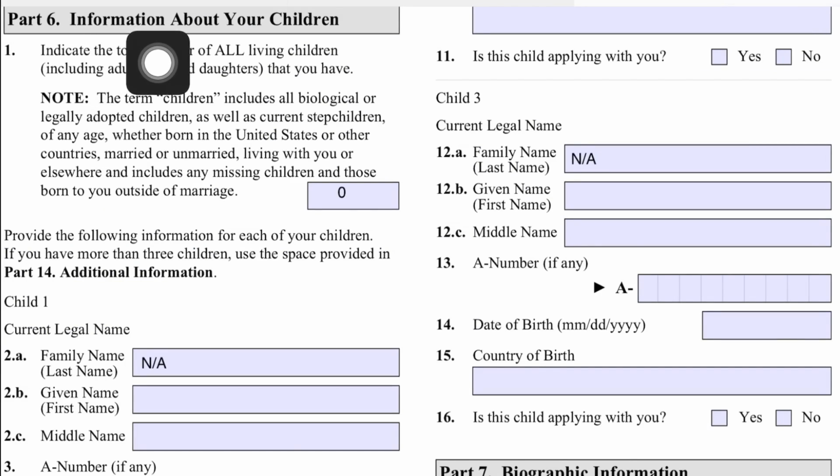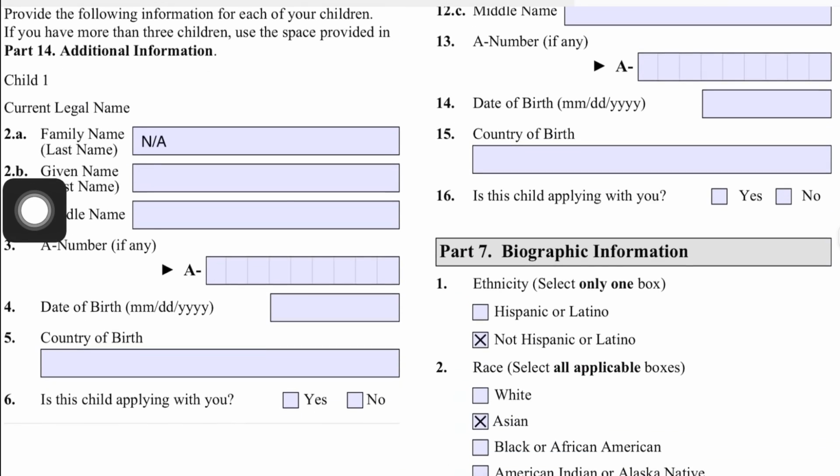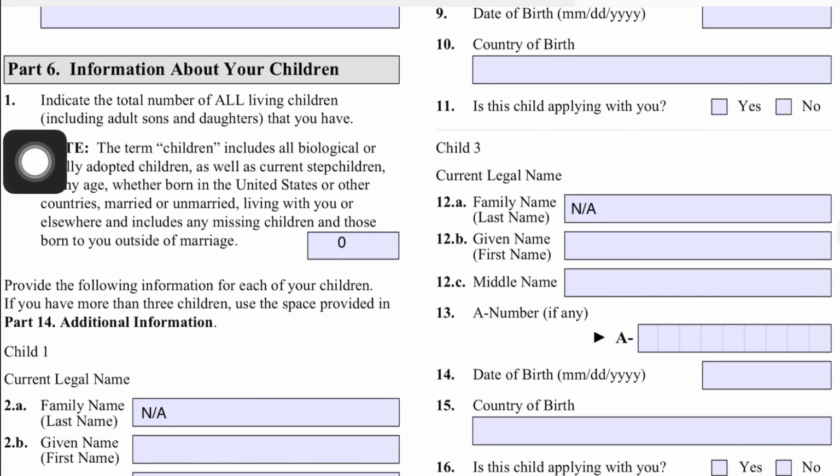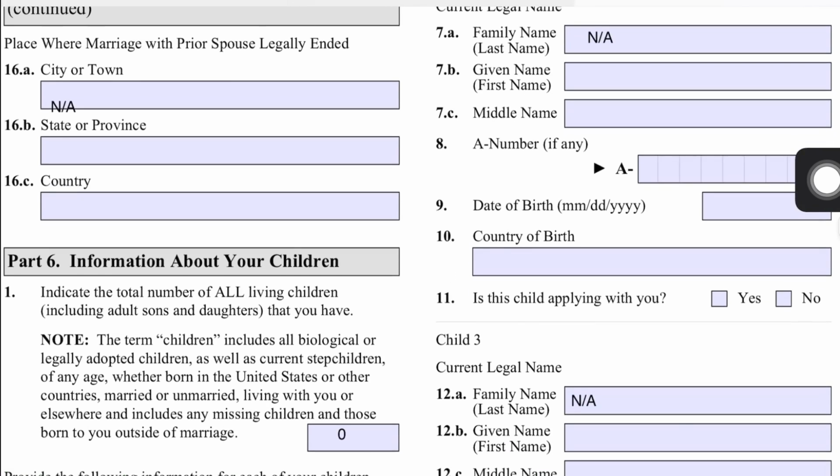The next one, part 6, information about your children. Indicate the total number of all living children, including adult sons and daughters that you have. So put all your children right here. If you don't have any, just put 0. Like mine, we don't have any children. And then part 14, additional information. Child 1, I think this is child 1, 2, and 3. Yeah, so I put NA right there. But if you have any children, just put your children right there.